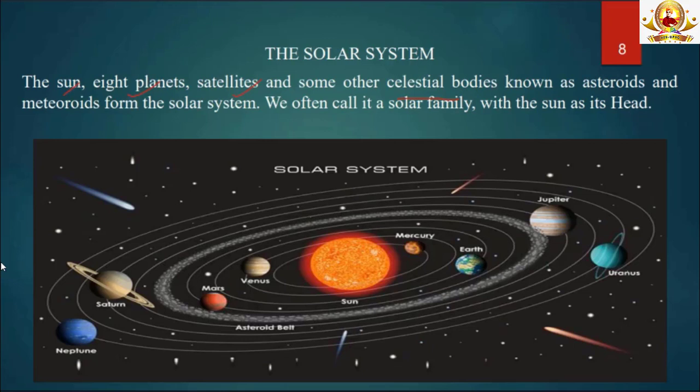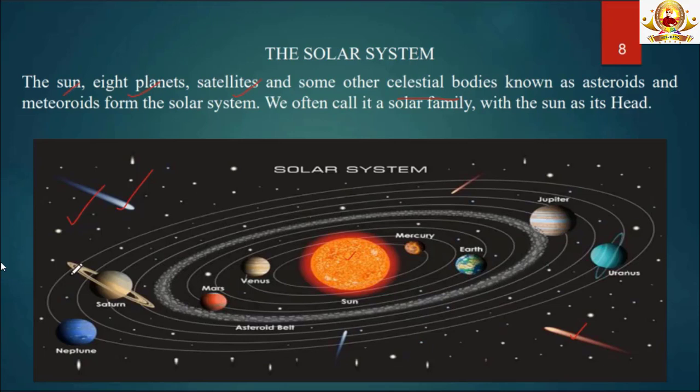Why solar family? Because in Roman mythology, Sol means sun god, and solar is related to the sun. So the family of the sun will be called the solar family, and you can see the family of the sun here. This is the sun, and the planets are revolving around it, and the moons are revolving around these planets. And these are the asteroids, meteoroids, the other celestial bodies, and the stars.